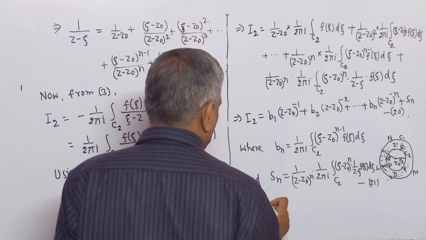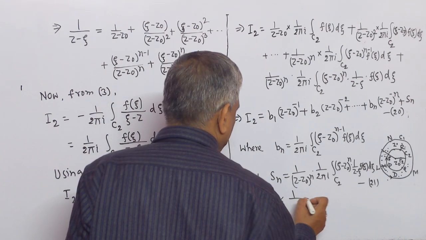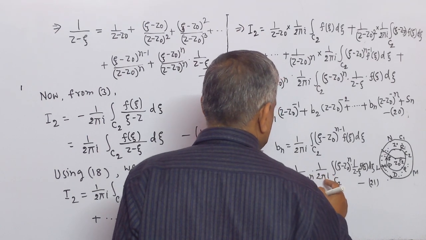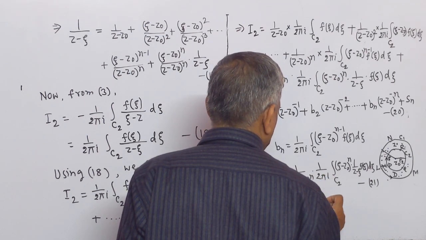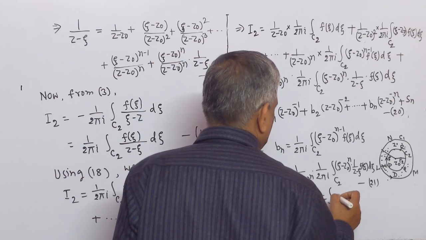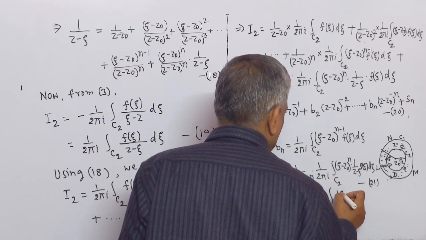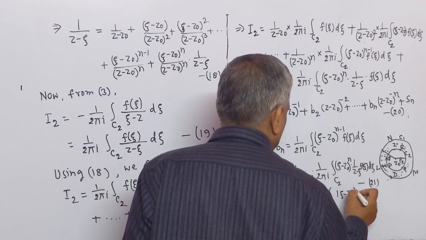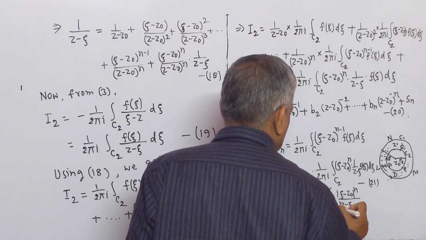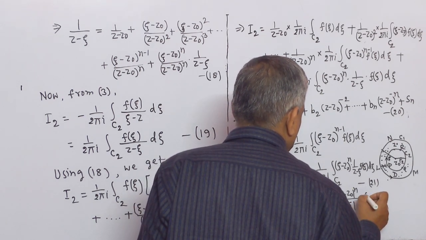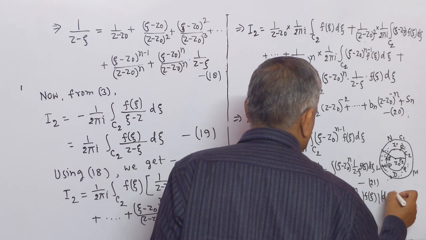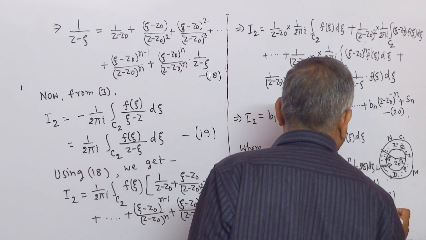Implies that modulus of Sn less than equal to 1 by modulus of z minus z naught whole to the power n, modulus of 2 pi I is 2 pi, modulus of I equal to 1, and here modulus of xi minus z naught whole to the power n, modulus of z minus xi, modulus of f xi, modulus of d xi. Let this be number 22.